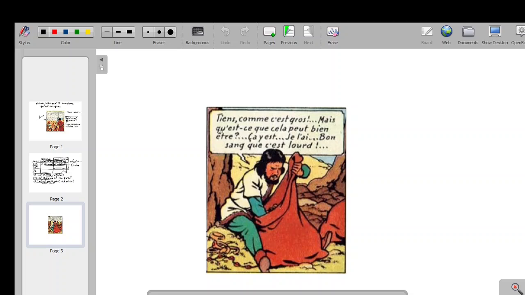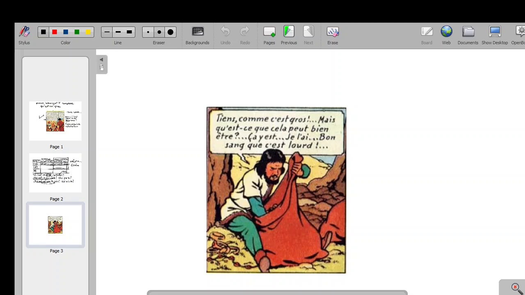But you have the qu'est-ce que again here. Qu'est-ce que cela peut bien être? What can this be? Ça y est means I got it. Ça y est, I got it. Je l'ai, same thing, I have it. Bon sang que c'est lourd, bon sang que is just an expression, like my god, it's so heavy. Something like that. Lourd is heavy.